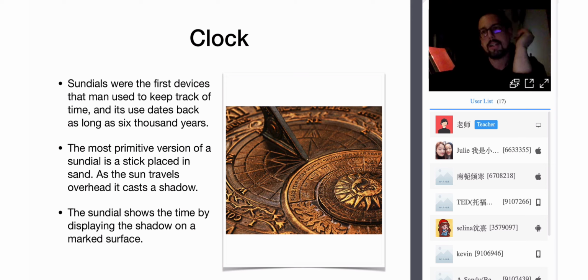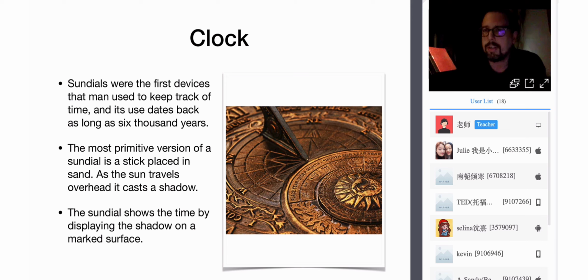So the sundials were the first devices that man used to keep track of time, and its use dates back as long as 6,000 years. From what we can gather, the Egyptian civilization was the first known civilization in recorded history, going back roughly 6,000 years. 3000 BC is when the Egyptian civilization came into being. And they were very interested in astronomy and studying the stars, studying the movement of the sun, because they were a farming society.